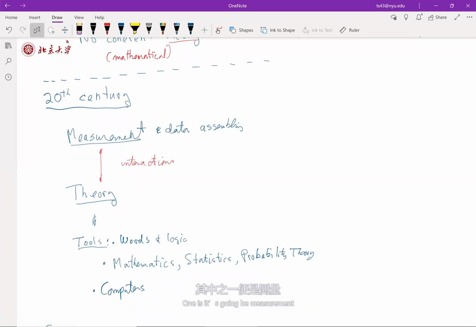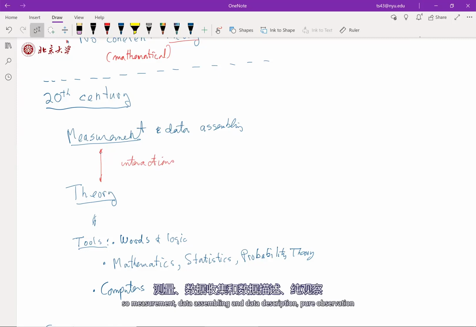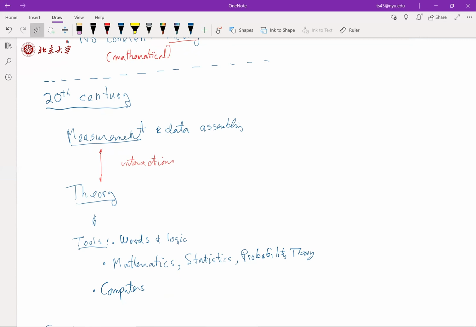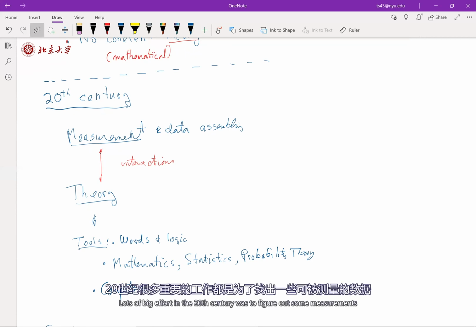One is going to be measurement, something the 19th century didn't really have. So measurement, data assembling, and data description. It's pure observation. It's what the great astronomer Kepler was doing, looking at the data, trying to characterize it from stars. He had lots of planets, trying to make sense of those data. Well, lots of big effort in the 20th century was to figure out some measurements that were going to allow you to talk about business cycles in a systematic way.